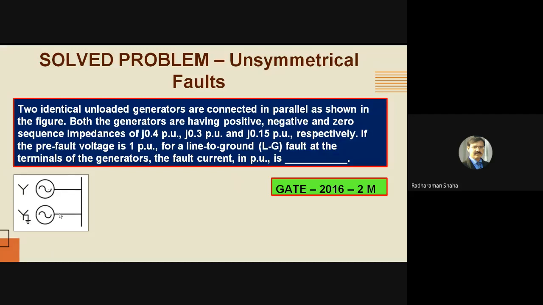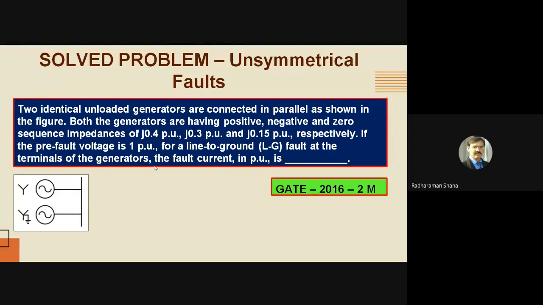So two generators are in parallel with each other. We can call any one G1 and any one G2. It's our choice. We can call this one G1 and this one G2, or this one G1 and this one G2. It's one and the same thing.